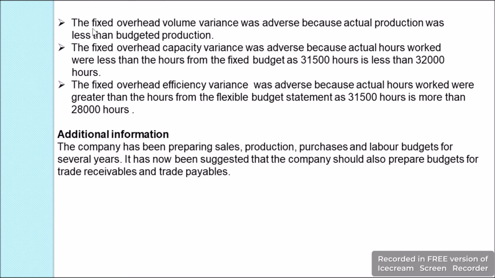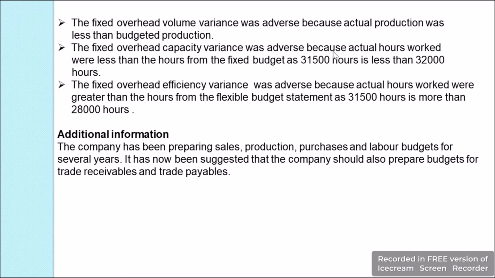So now we are going to mention that the fixed overhead volume variance was adverse. Why? Because the actual production, which was 7,000 units, was less than the budgeted production, which was 8,000 units, and because of this we got the fixed overhead volume variance as adverse, and we have also seen the calculation.